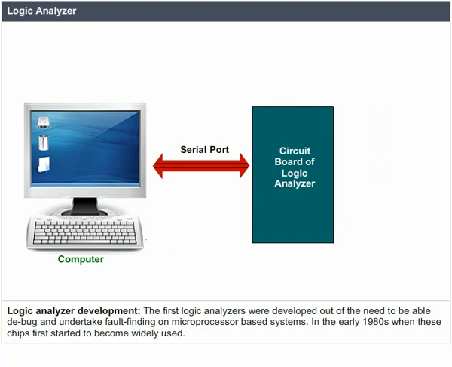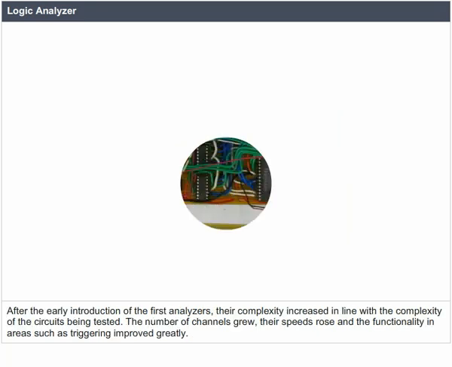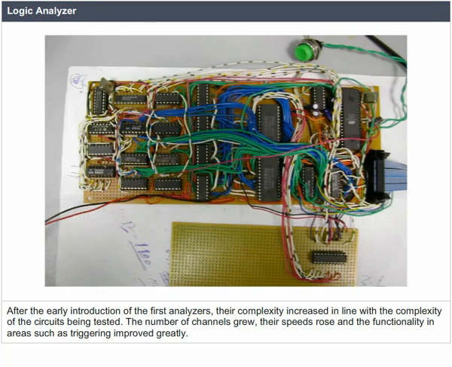In the early 1980s, when these chips first started to become widely used, the urgent need arose to develop techniques that would enable the many lines and test points to be monitored simultaneously. Existing oscilloscopes were not able to provide the required levels of functionality. After the early introduction of the first analyzers, their complexity increased in line with the complexity of the circuits being tested. The number of channels grew, their speeds rose, and the functionality in areas such as triggering improved greatly.